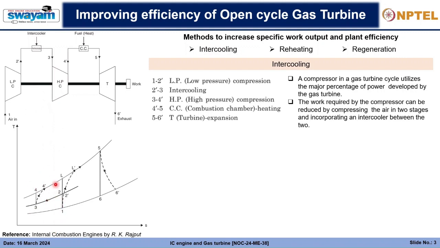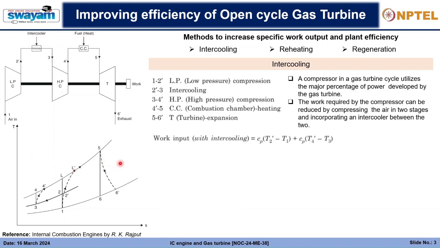In addition, yes, the work done is reduced, but now the amount of heat that needs to be added is from 4 dash to 5. So a huge amount of heat is required in comparison to L dash to 5, which was in the normal case without the intercooling stage. So an extra amount of heat is required, like from 4 dash to L dash, and this amount of heat will actually affect the efficiency, not the specific work output. But we will see how.